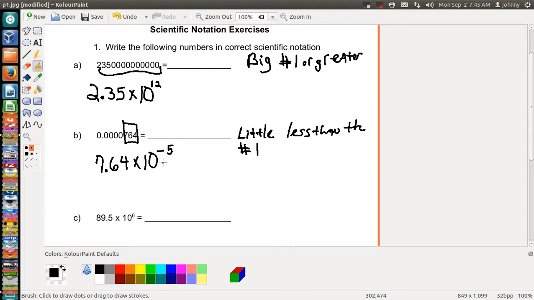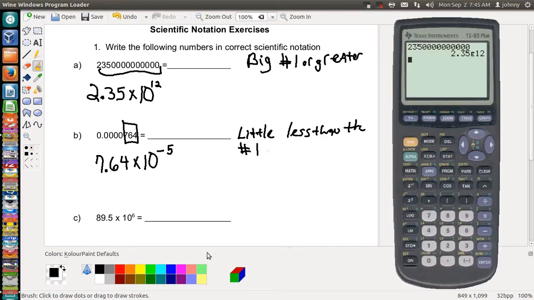Okay, and yes, we're done. Now let's punch it into the calculator just so you can see it. We have 0.0000000. Make sure that's right. 1, 2, 3, 4. Yeah, 5. And 7, 6, 4. Remember, we were already in the scientific notation mode, so we're good on that. So now let's just press enter. Booyah! 7.64 times 10 to the -5.